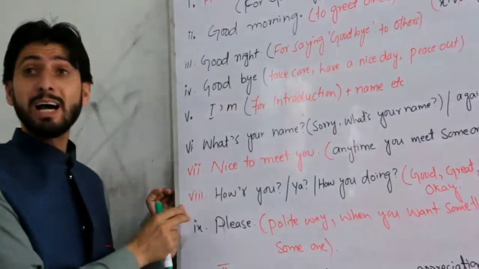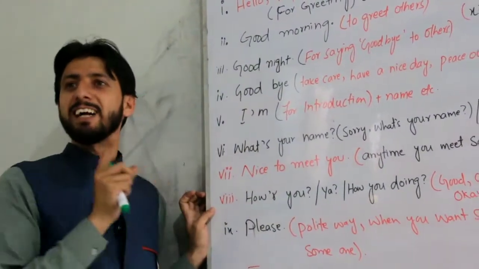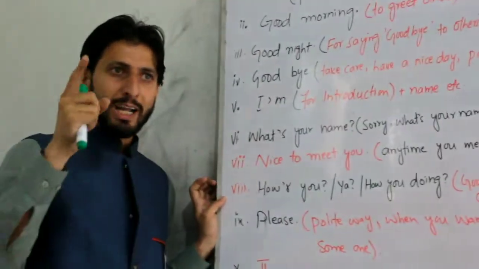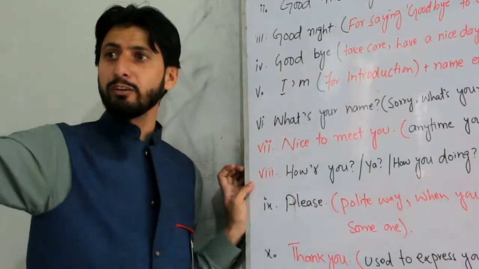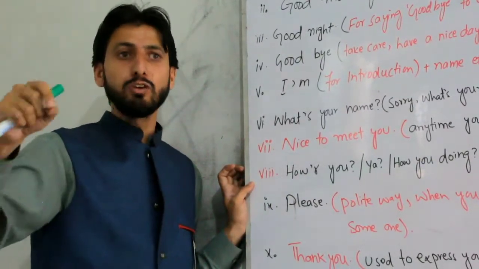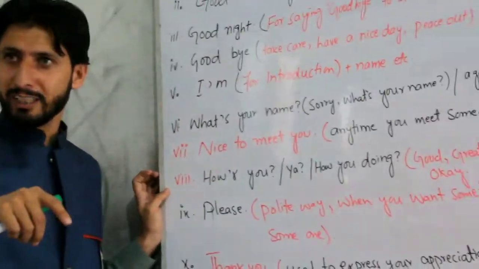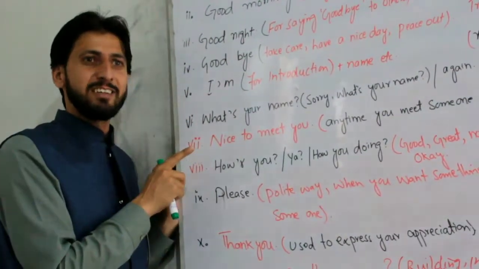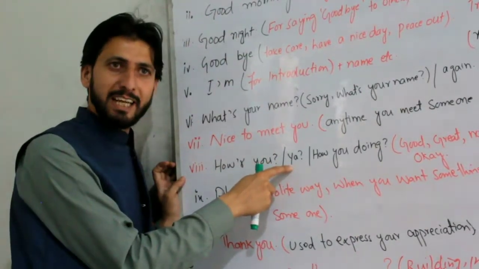Okay. Next one is how are you? While writing a sentence, you must write it as how are you. But while speaking, you must say how are you, not how are. Okay? Remember it. And you can also say how are ya. How are ya. The native speakers speak like that.